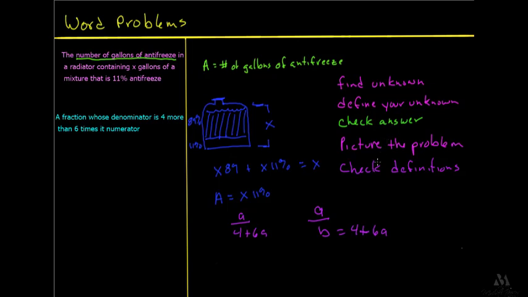Didn't really need to picture this problem. Maybe at some point we would need to. We did have to go check definitions. Let's go back and check our answer. So we need a fraction whose denominator is 4 more than 6 times its numerator. And here's what we've got. Our denominator is 4 plus, so it's 4 more than 6 times the numerator, or 6A, where A equals the numerator and B equals the denominator. All right, very good.